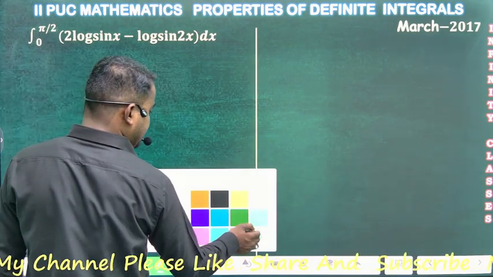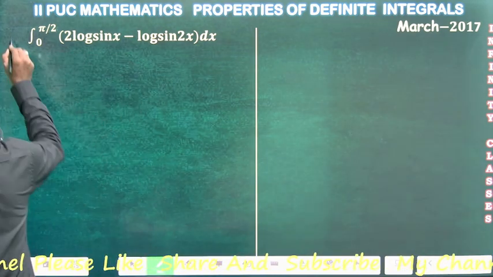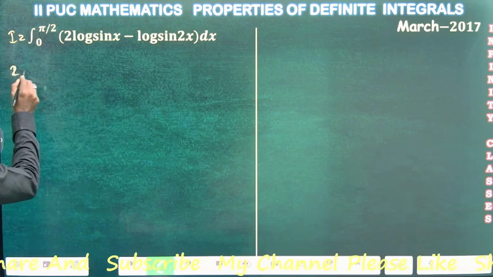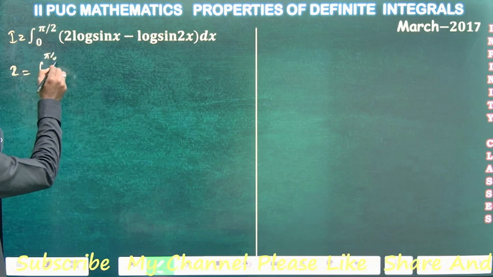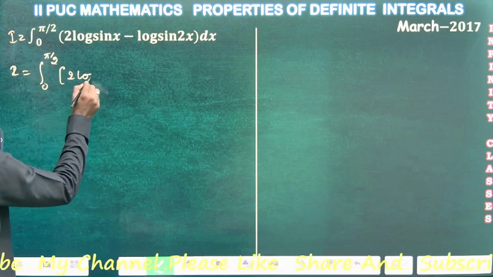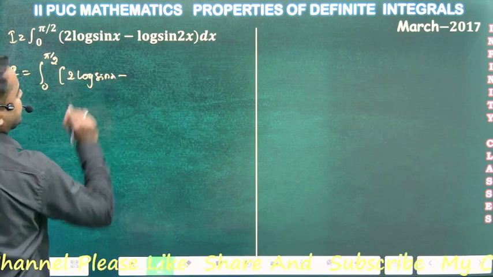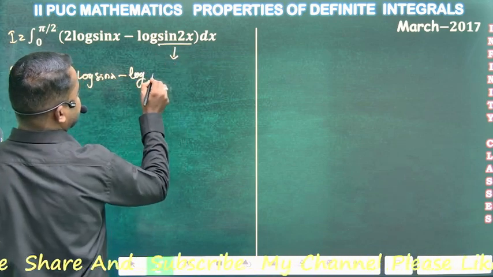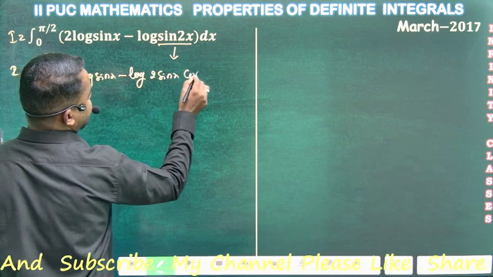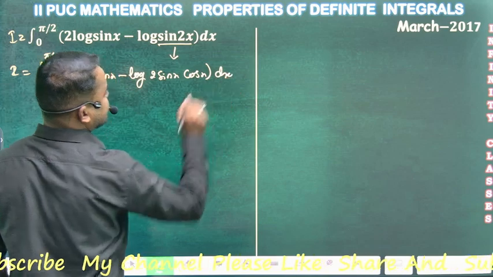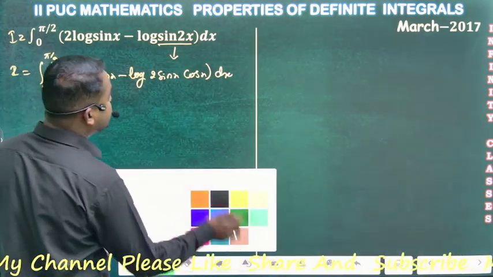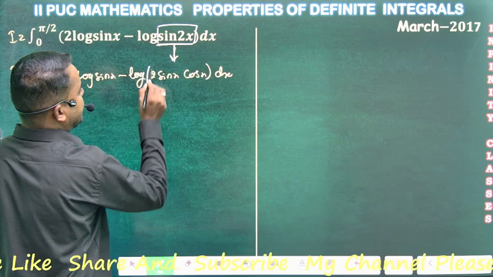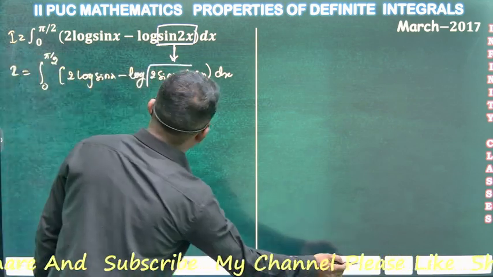So it is also a very important property problem, that is I is equal to. First, I is equal to the integral from 0 to 5 by 2 of 2 log sin x minus log sin 2x dx. Look here, in the place of sin 2x, the formula of sin 2x is 2 sin x cos x.